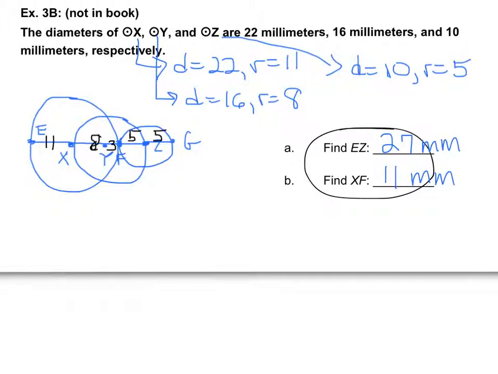There you have it. Please make sure that you go to the end of your packet here, find the yellow page, and make sure that all those problems that are like these problems in this video from examples 1, 2, and 3 get done in your packet for tomorrow. I'll see you guys later.